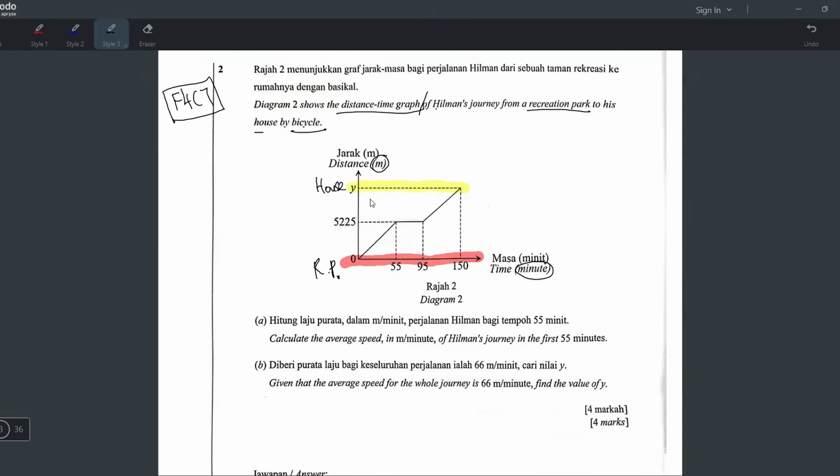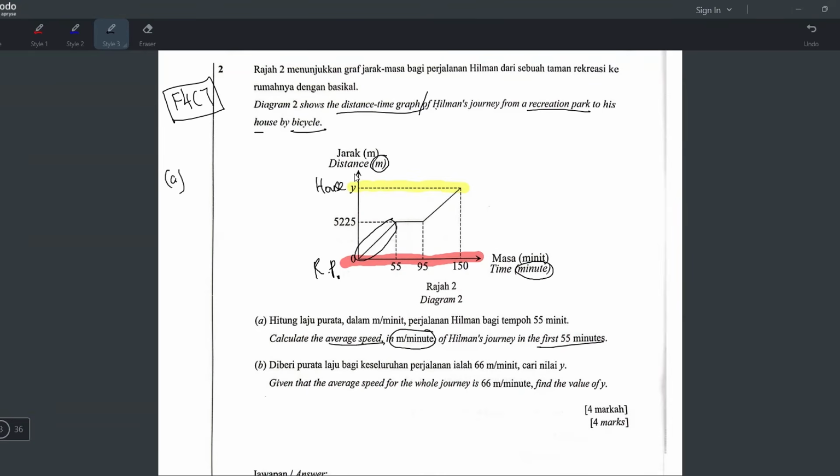Okay, now we can read question A. Calculate the average speed in meters per minute, look at the unit, of Hilman's journey in the first 55 minutes. Alright, first 55 minutes, obviously talking about this line, but they want average speed. You don't go and find gradient. You will only use gradient when they ask for speed in a distance-time graph, because the formula for speed is distance over time, and if you want to find speed, you use gradient.